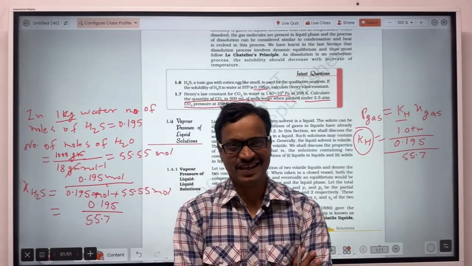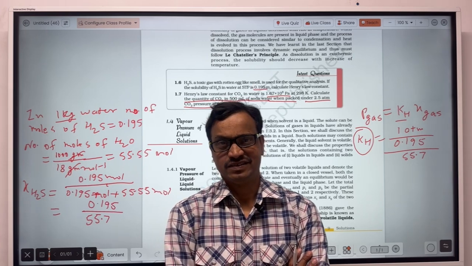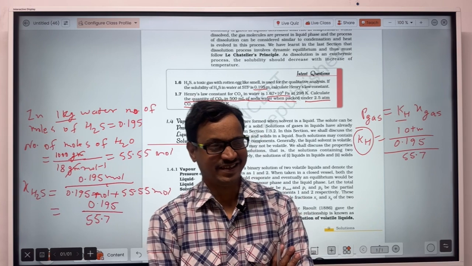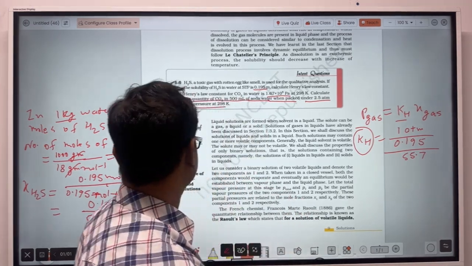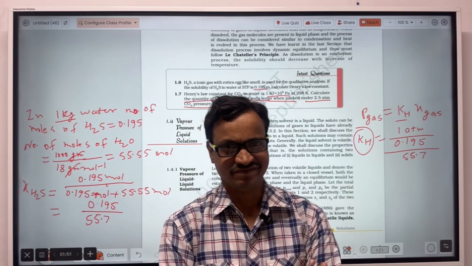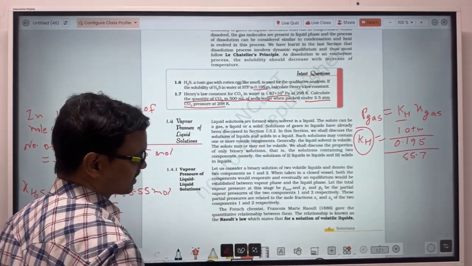Recall that Henry's law is applicable for the solubility of gas in a liquid. Now we will discuss the solubility of liquid in a liquid. Okay, so solubility of liquid in a liquid we have to discuss.